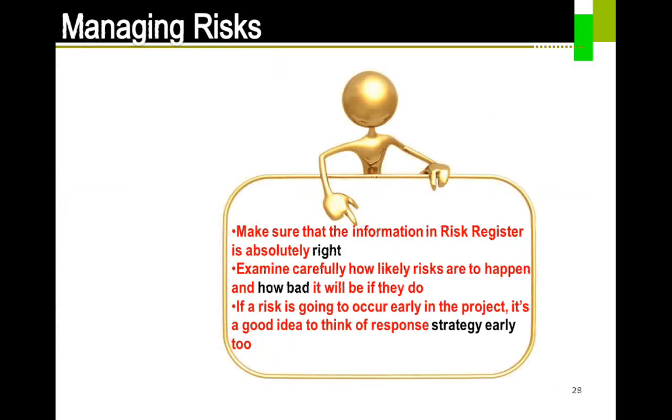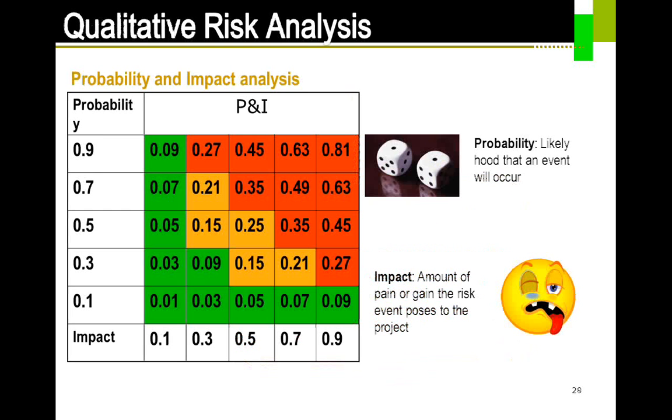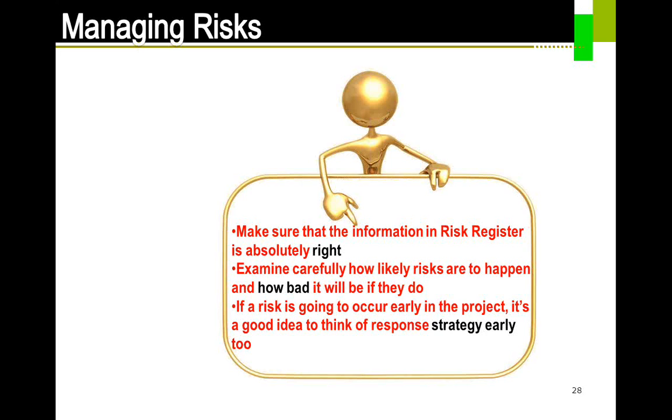So let me quickly take you through a few tips before I say anything. Let's look at how to manage the risks. Some of the important things: whatever risks we identify, we need to make sure that the information in the risk register is absolutely right. Though we did the brainstorm, we need to really look at whether the data is right or not. Absolutely, we need to make sure that it is right, because otherwise we would end up solving the wrong risks.